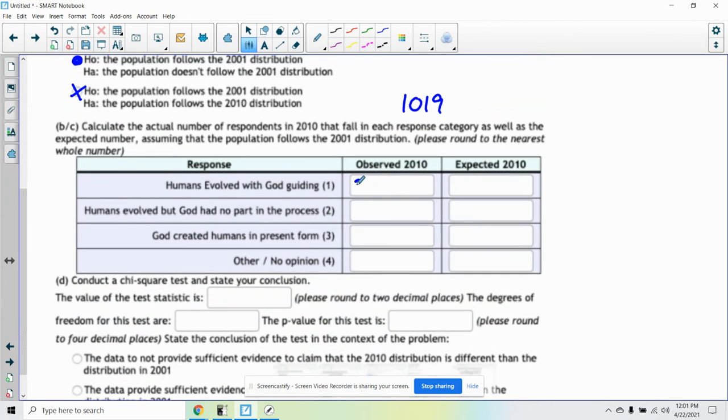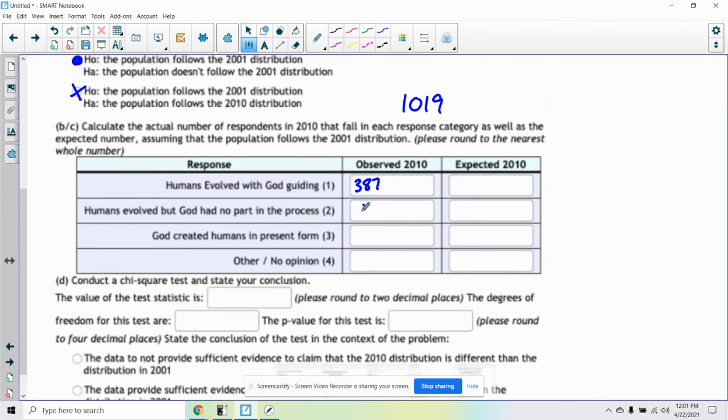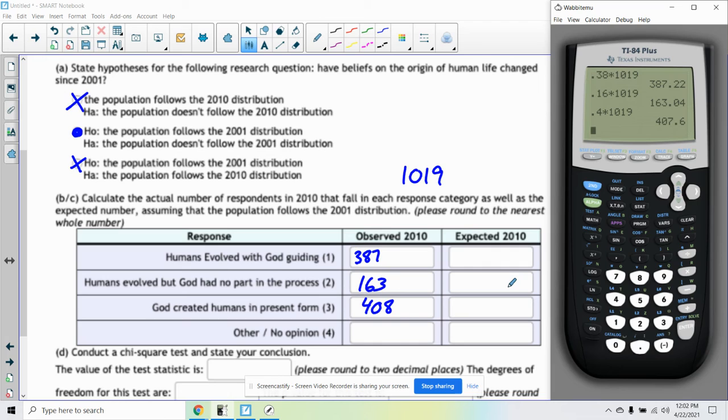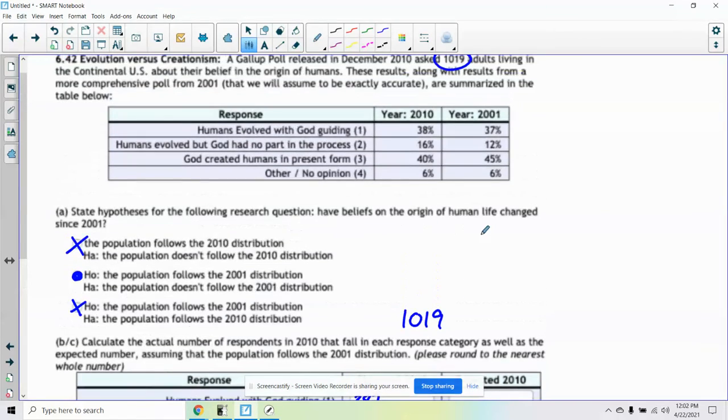Let me copy those down. 387.22. I'll round to the nearest whole number, so this would be 387. This will be 163 and 408. And then the last one is 6%, 0.06 times 1,019. That's 61. Well, that's the actual observed, but now I'm looking at the expected.